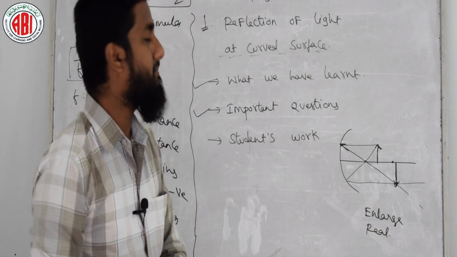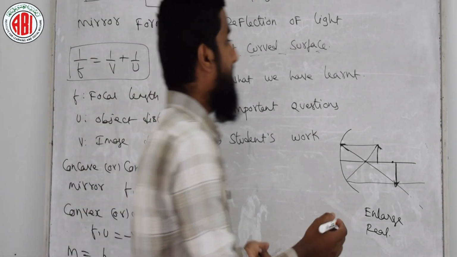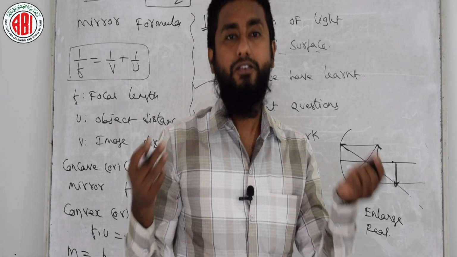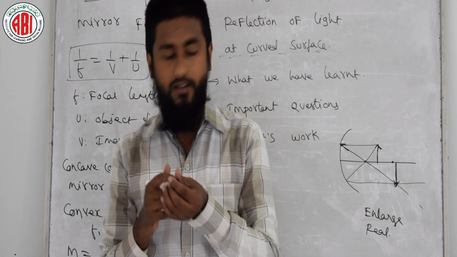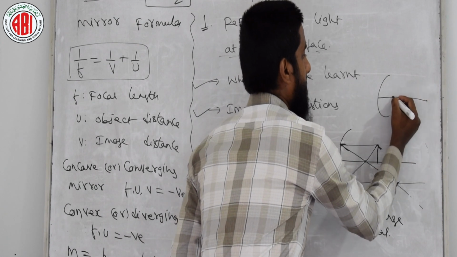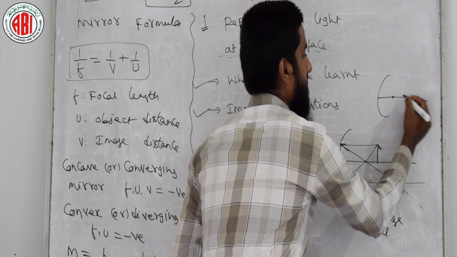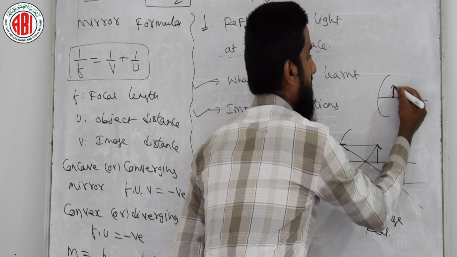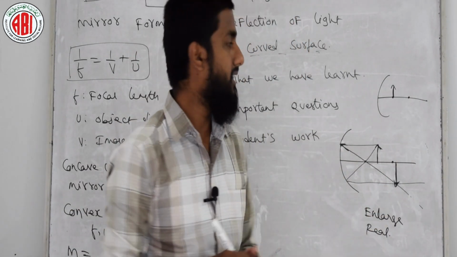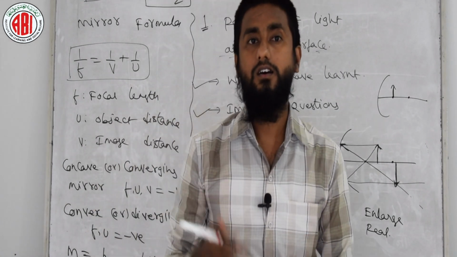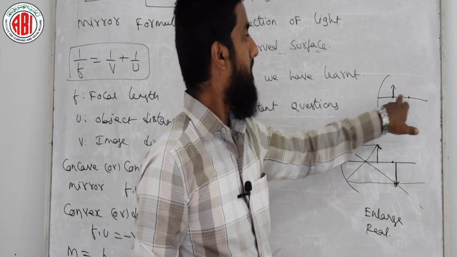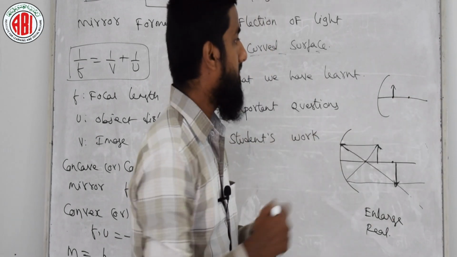Likewise, it might ask you the question: where will the image form if the object is placed at the focus? You need to draw the concave mirror like this. After that, this is the focus, this is the center of curvature. I am placing the object on the focus. So where will the image form? You need to draw the diagram, and after drawing it you will get the answer. If we put the object at the focus, the image will be formed somewhere at infinity.